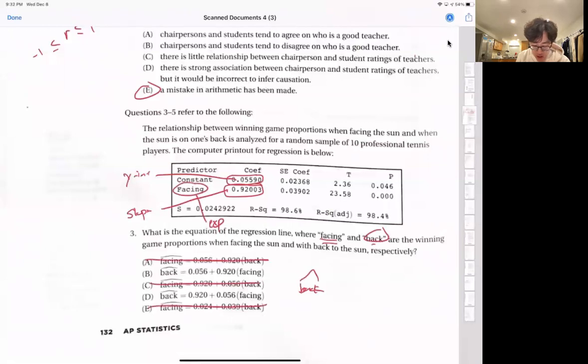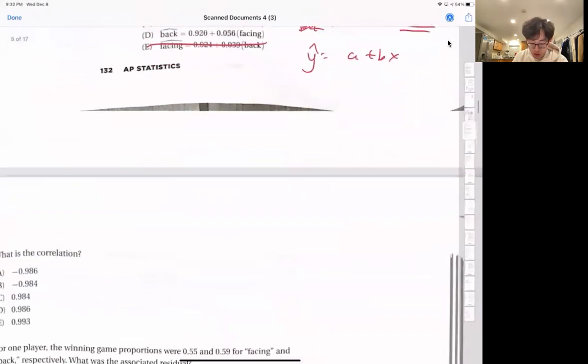That is the first thing I need to take a look at, because that's your response variable. In other words, that's your y hat. You're going to have to start off with that. And so plugging in the y-intercept, 0.05590 plus 0.92003 times x, because it's a plus bx, basically. So the only answer that makes sense with that should be B for this one.